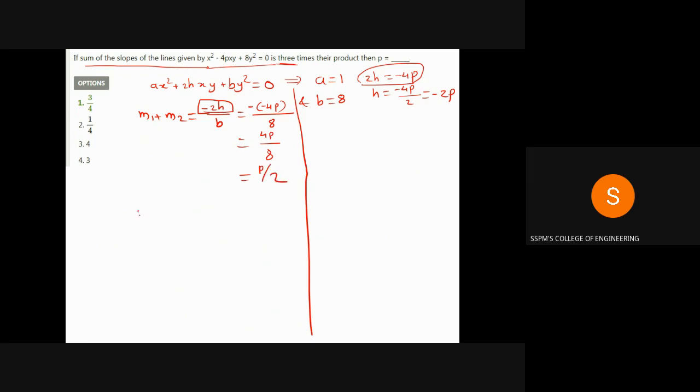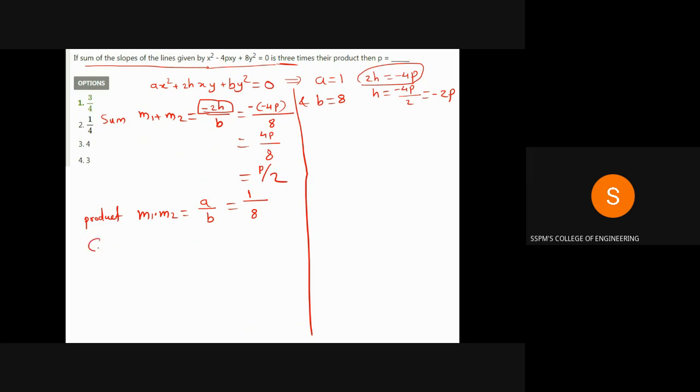And m1 m2 is equal to m1 into m2, the product. This was the sum and this is the product. The product is given by a by b. So a is equal to 1 and b is equal to 8. So 1 by 8, m1 m2 is equal to 1 by 8.